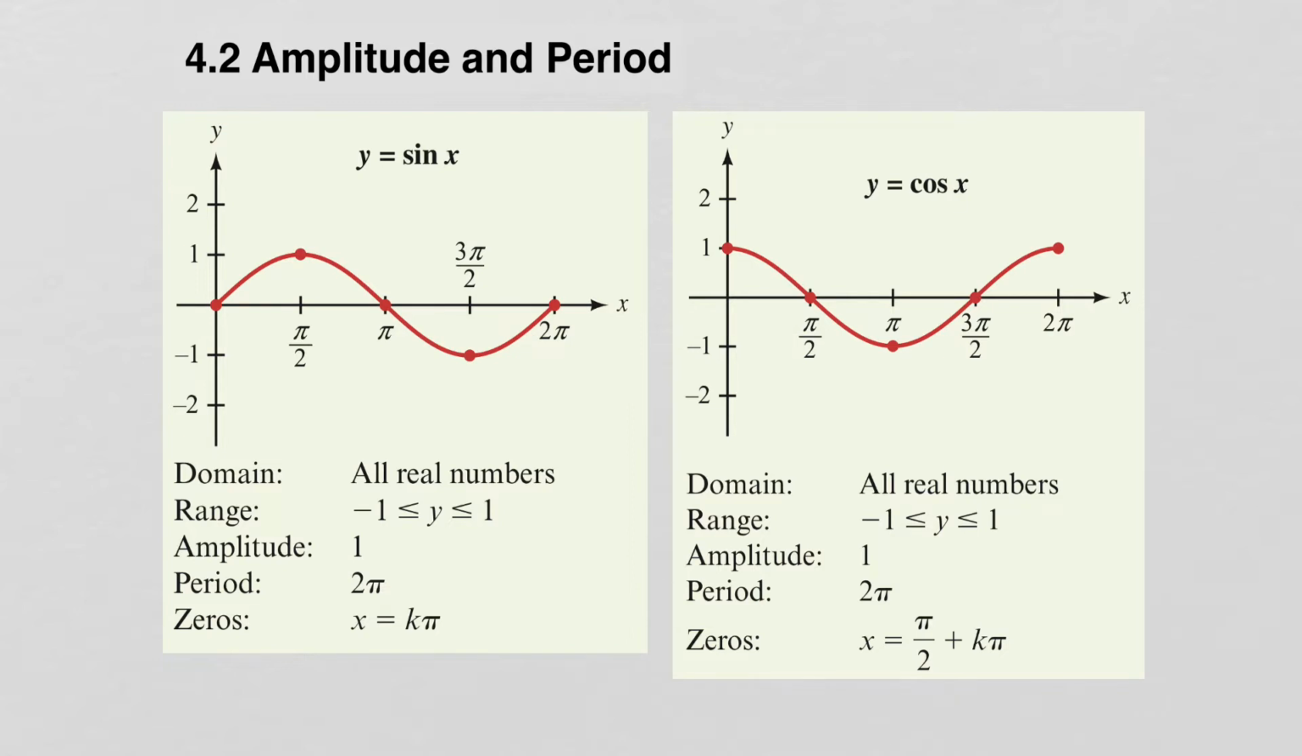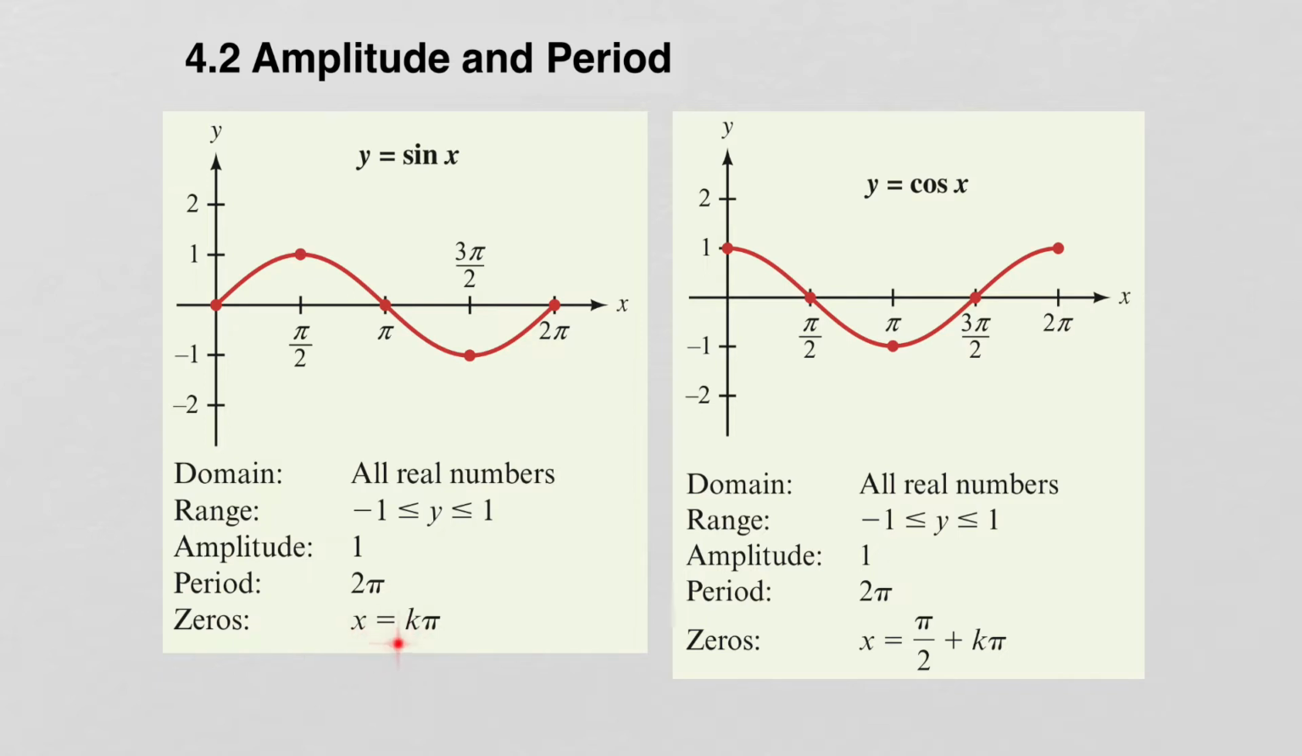We need to remember that sine starts at the origin, goes to its maximum value, back down to the middle, down to its minimum value, and back to the middle again. And it does all this in a distance of 2 pi units. So we say the period is 2 pi. The amplitude is 1 because it goes up 1 and down 1 from the x-axis. So its range of values is all the y values between -1 and +1. And its domain, of course, is all real numbers because you can take the sine of any angle.